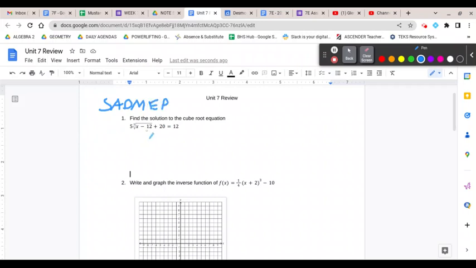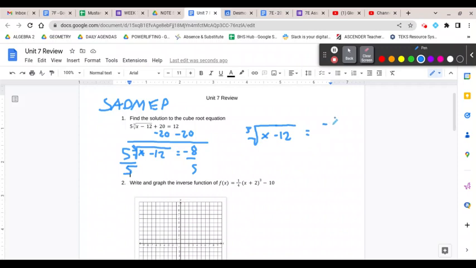So we'll start with a little subtraction of 20 here. So we'll minus 20. And then we have 5 times the cube root of x minus 12 equals negative 8. All right. Next, we divide by 5. And so now we have the cube root of x minus 12 is equal to negative 8/5.